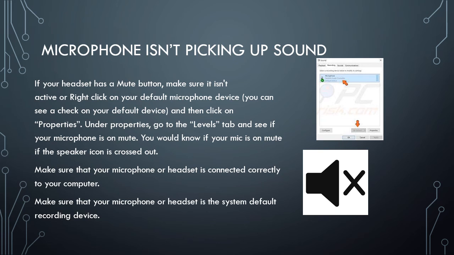Microphone isn't picking up any sound. The way to fix this is, if your headset has a mute button, make sure it's active, and right click on your default microphone device, and you can see a check on your default device. Then click on properties at the bottom right, go to levels, and see if your microphone is on mute. You would know if your microphone is on mute if the speaker icon is crossed out, as you can see in the video on the right side.